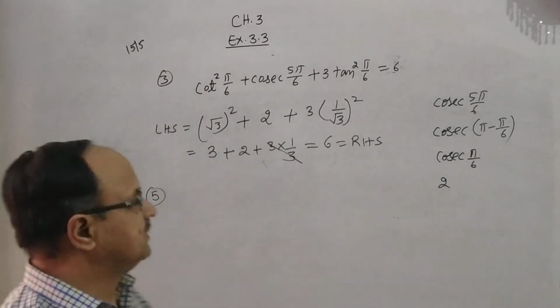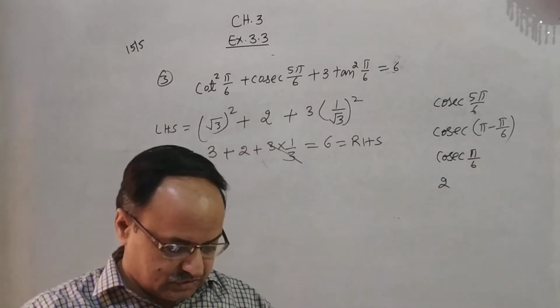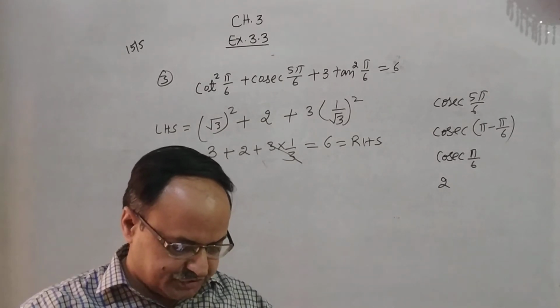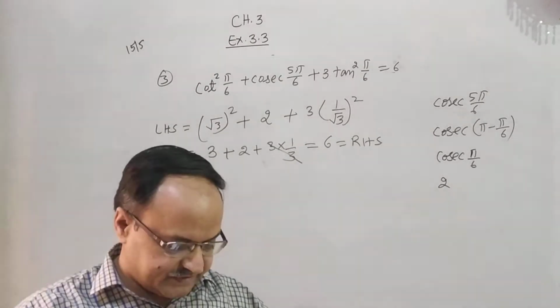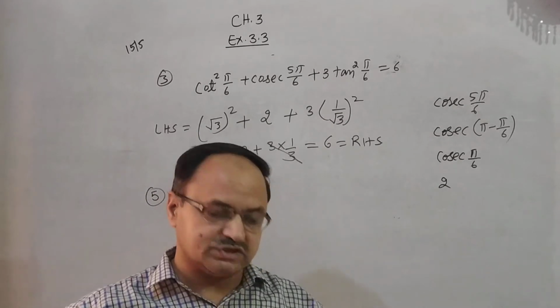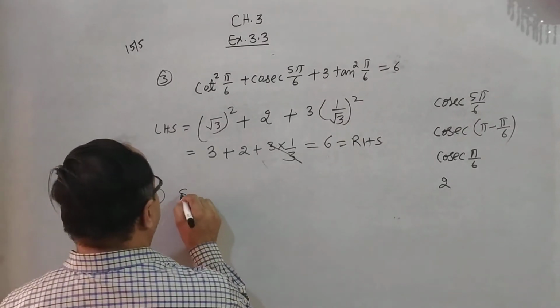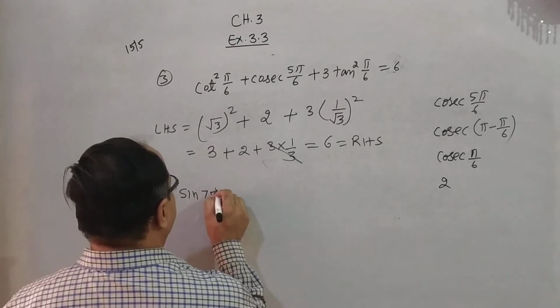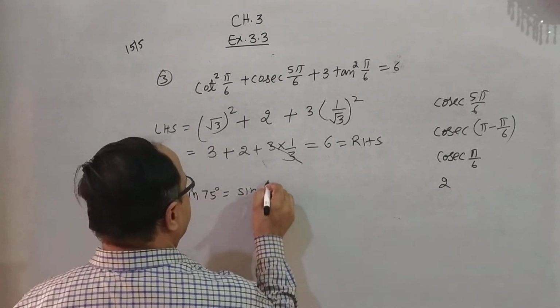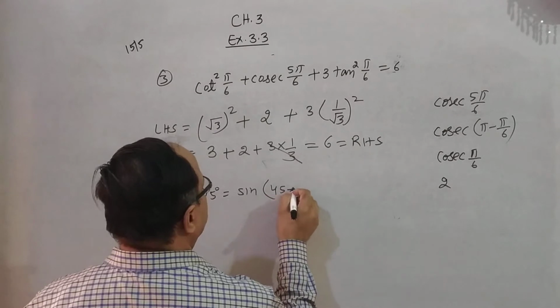Okay. It means you can solve question number 4 as it is, no difference. Now we solve question number 5. Find the value of sine 75 degree. Sine 75 degree, 75 you can break as 45 plus 30.